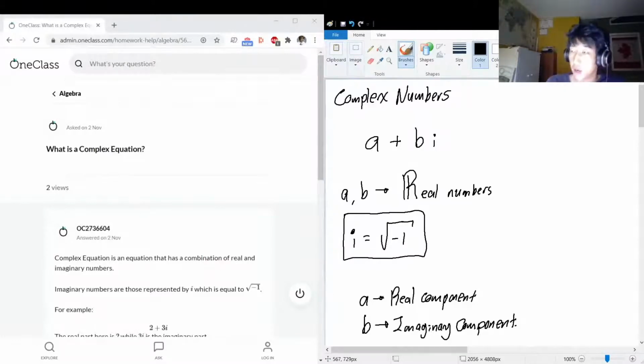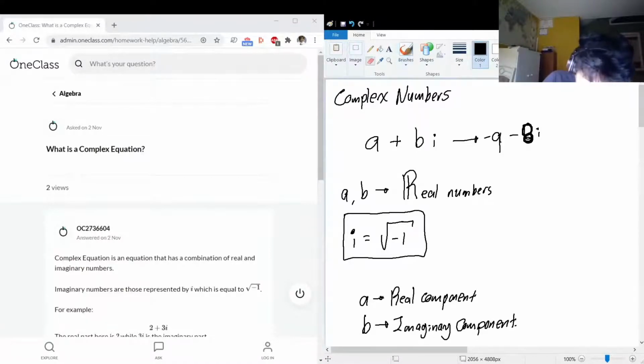Okay, now that's essentially what a complex equation is. It's going to look like this. B could be a negative number, so this is just as valid as A, or it could be negative A minus B I. Or as an example, minus 9 minus 8 I. That would be a valid complex number.